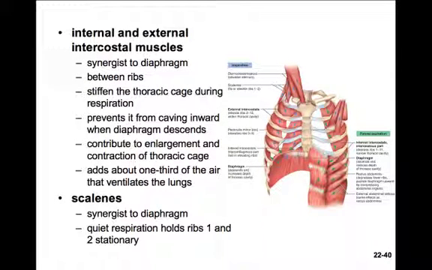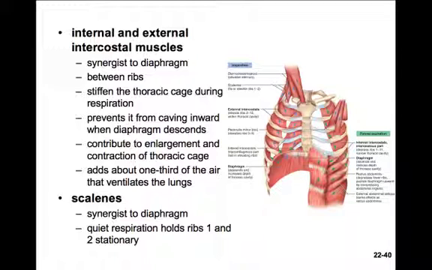We also will have some other accessory muscles, internal and external intercostal muscles. Those are the muscles between each of the ribs. And then the scalenes. So the internal and external intercostal muscles are synergists to the diaphragm. They stiffen the thoracic cage during respiration and prevent it from caving inward when the diaphragm descends. They contribute to enlargement and contraction of the thoracic cage. They add about 1/3 of the air to ventilated lungs.